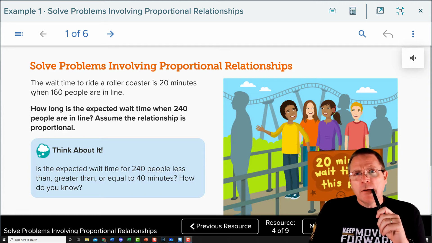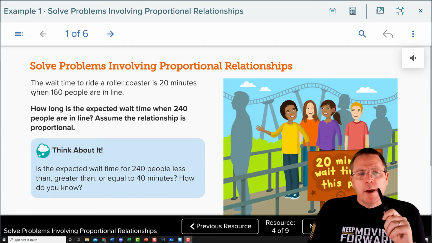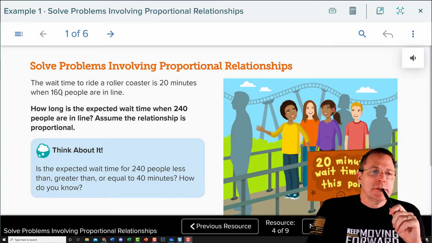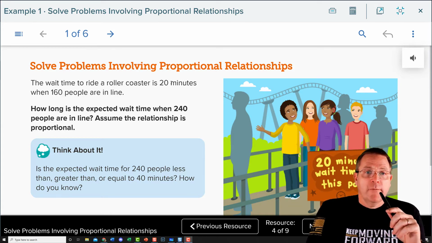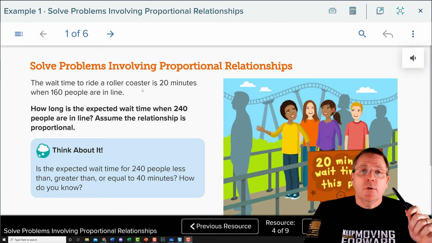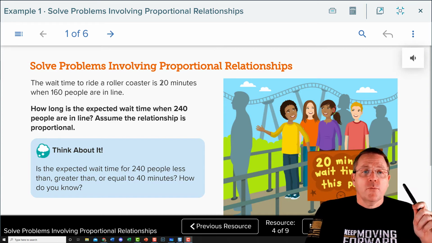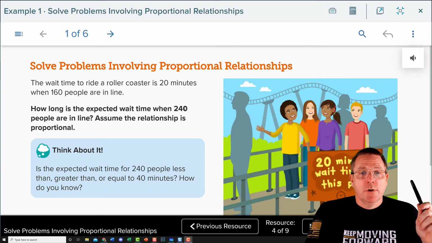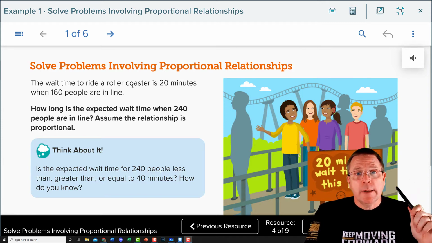Well, how are you going to calculate that? If I take 20 minutes and double it, I'd have 40 minutes. But if I took 160 and doubled it, then I'd be looking at 320. So 320 people could expect 40 minutes. So is 240 going to be less than, greater than, or equal to? It's going to be less than.